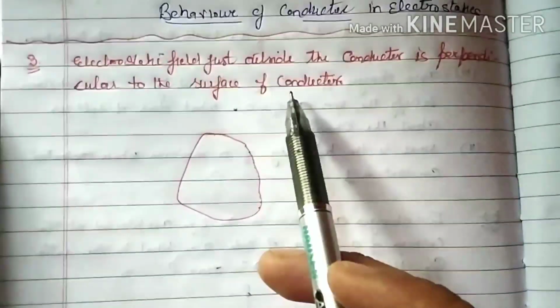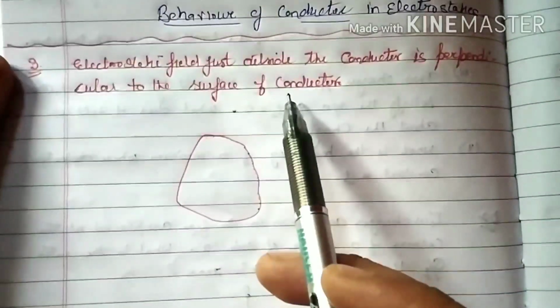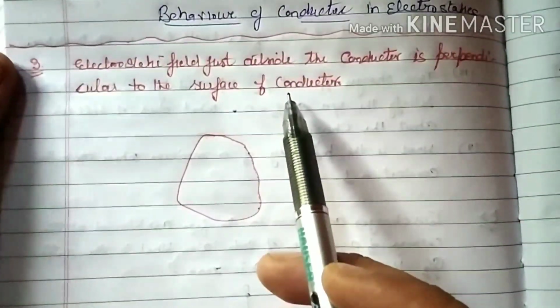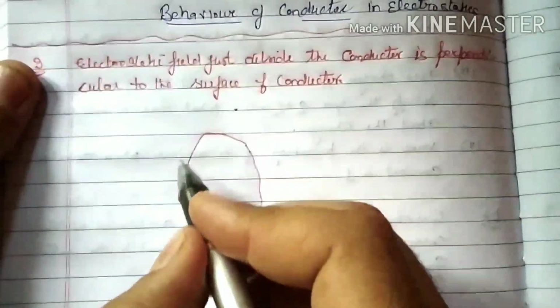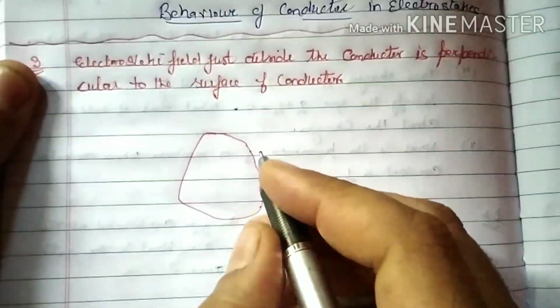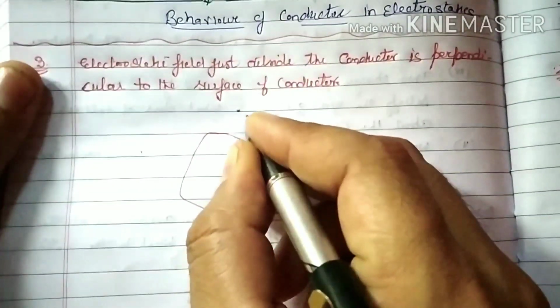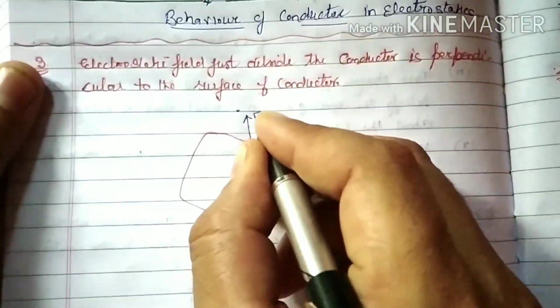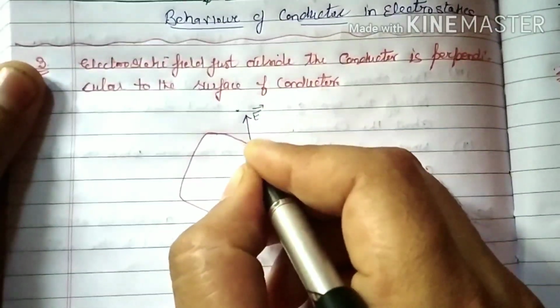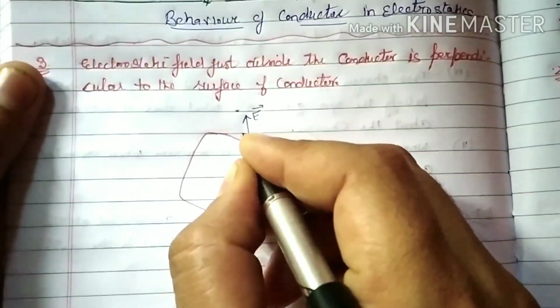So we can prove this by considering that the electric field makes any angle with the surface of the conductor. Suppose here we have a conductor and the electric field makes some angle. Let this be the electric field and it makes angle theta with the surface of the conductor.